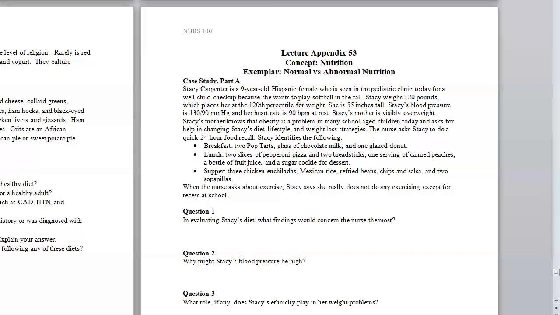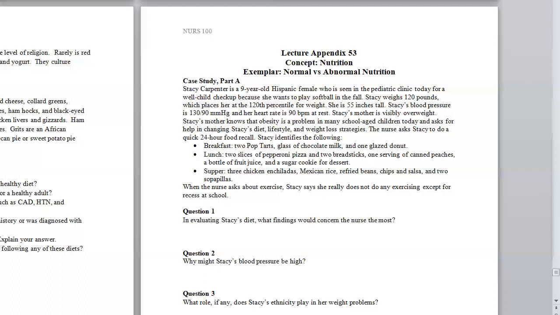is visibly overweight, and Stacy's mother knows that obesity is a problem in many school-age children today, and asks for help in changing Stacy's diet, her lifestyle, and weight loss strategies. The nurse asked Stacy to do a quick 24-hour food recall, and Stacy identifies the following.